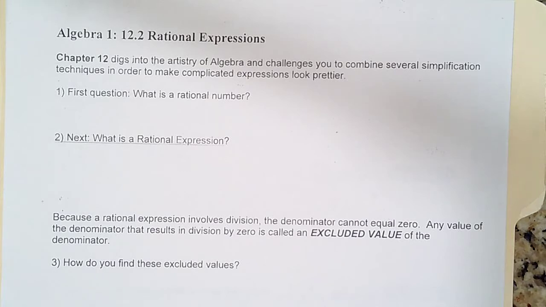So chapter 12 digs into the artistry of algebra. Bet you didn't know that algebra could be artsy. But it challenges you to combine several simplification techniques in order to make really complicated things easier. So before we jump into that, first question, what is a rational number?